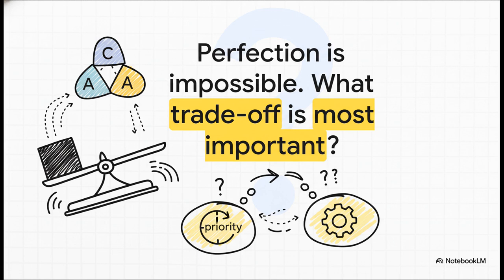And that makes you ask a really interesting question. Not just about technology, but about priorities in general. When you know you can't have it all, what are you willing to give up?